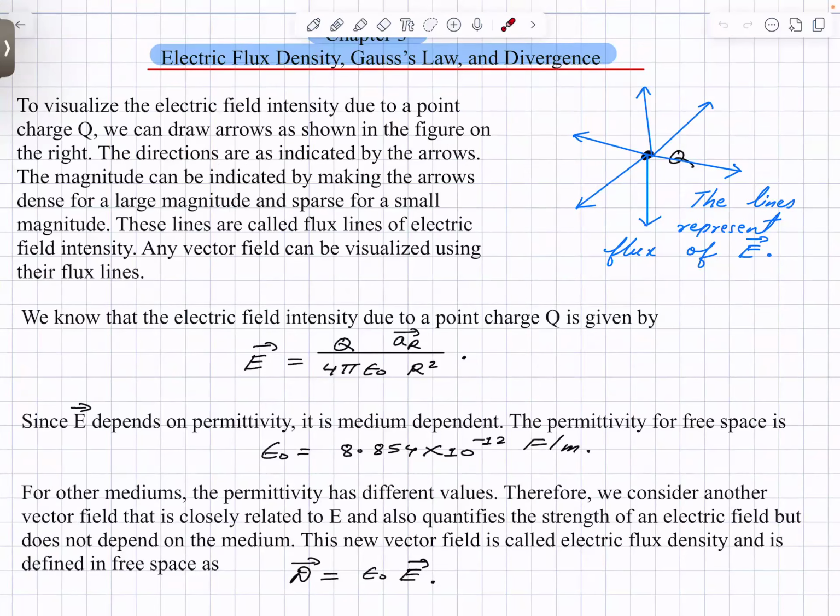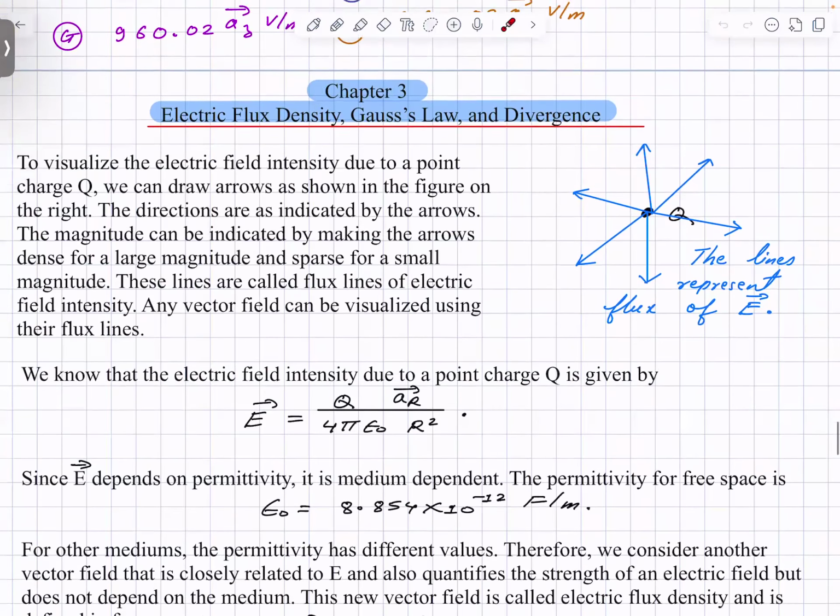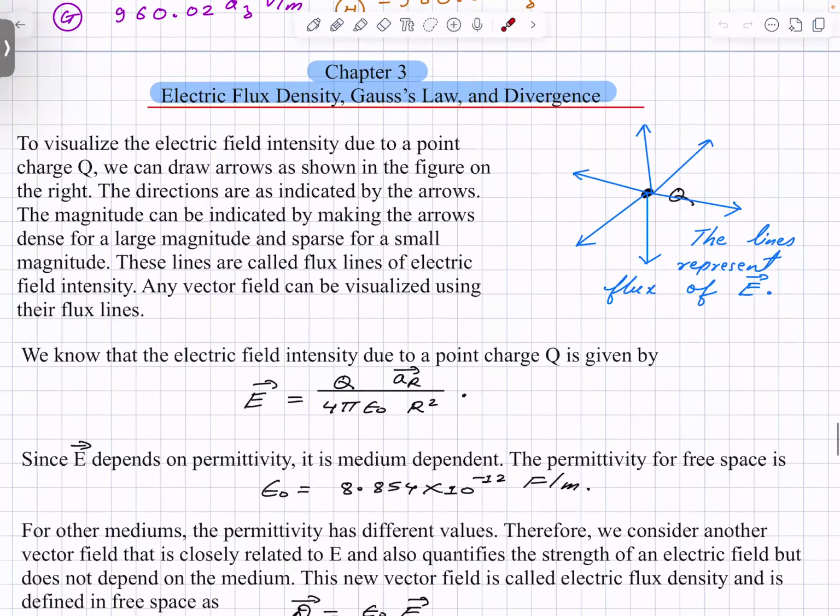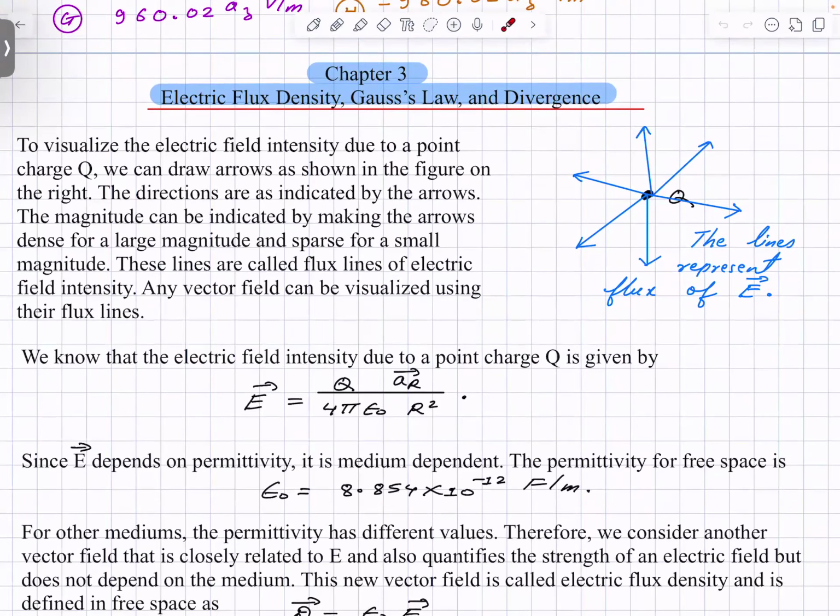We started chapter 3, which is electric flux density, Gauss's law, and divergence. We defined a new vector field called electric flux density, and this vector field is closely related to electric field intensity. Electric field intensity, as we know, quantifies the strength of an electric field. It also provides the direction of the electric field.